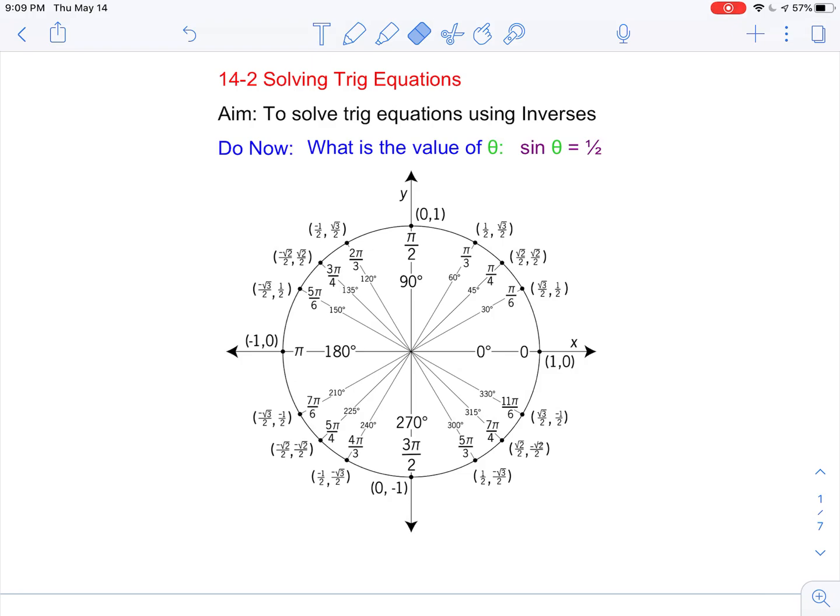Hey guys, welcome to my video on 14-2, solving trig equations. The aim for today is going to be to solve trig equations using inverses.